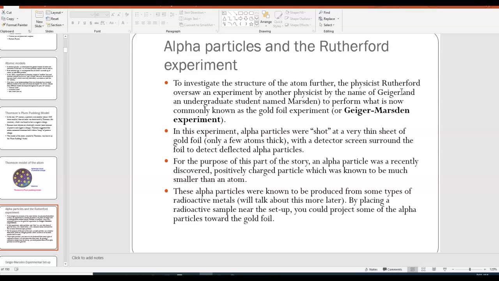Now, Geiger, you might have heard of Geiger before. If you've ever heard of a Geiger counter, that's a device used to measure radioactivity. If you've ever seen a movie where somebody's measuring how radioactive something is, and it's clicking and clacking, and it's saying something is really radioactive, that's called a Geiger counter. That was invented by Geiger, one of the people who at the time was working for Rutherford.